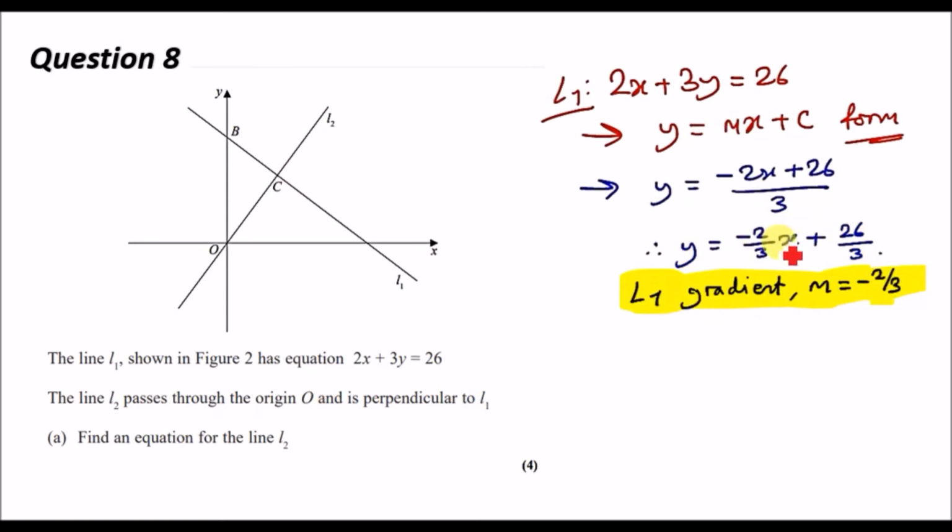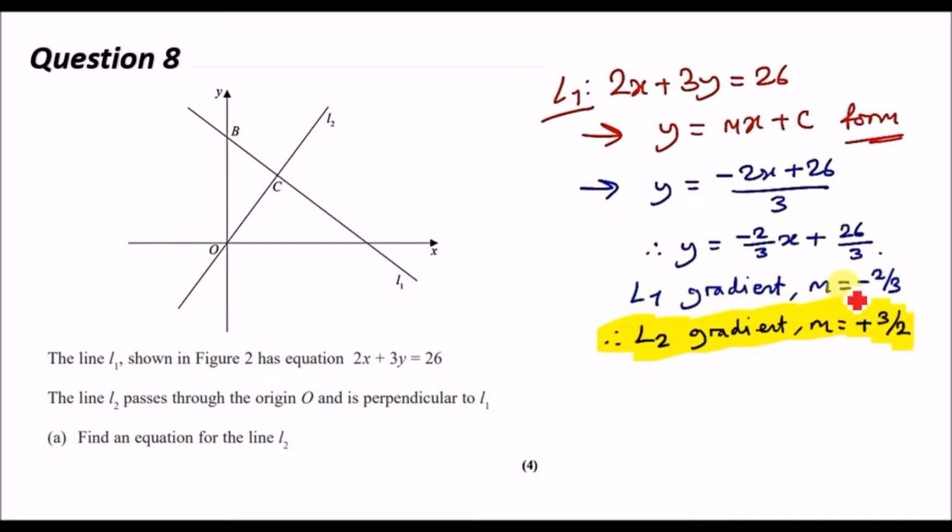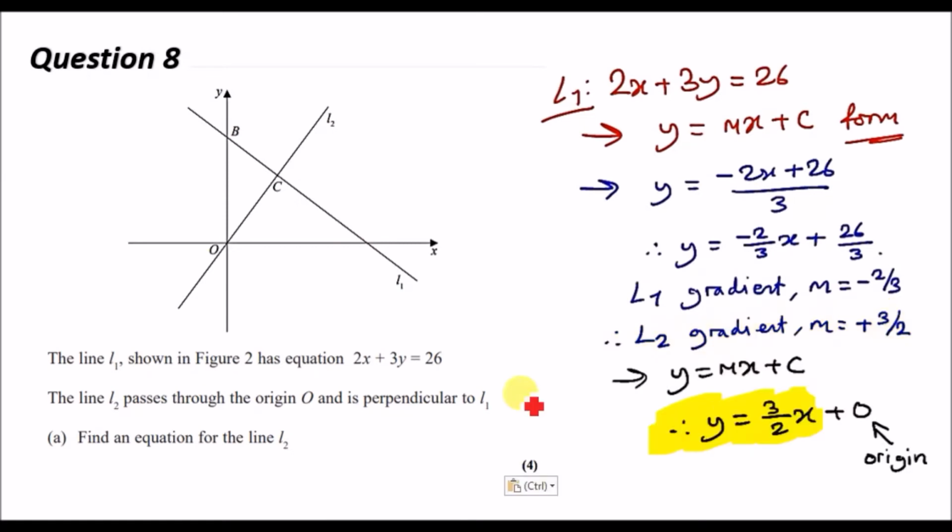Now, thanks to the perpendicular laws, if you know one gradient, the perpendicular one is just going to be its negative reciprocal. So this is minus, the next one will be plus, and 2/3 becomes 3 over 2. So now we already know what the m value is for our second line. So far, up to this stage, y equals mx plus c, we got 3 over 2 x. Now the y-intercept is easy. Just look at L2 and you can see it cuts through the origin. So it cuts at 0. And that means that your final equation is just going to be y equals 3 over 2 x. That's it. Case closed. Now let's look at the next bit.